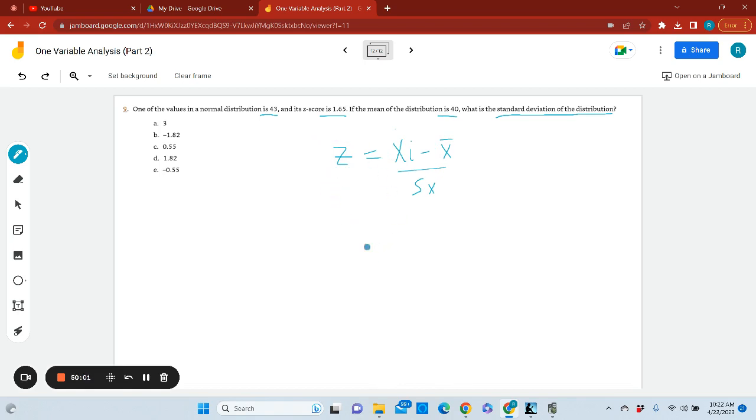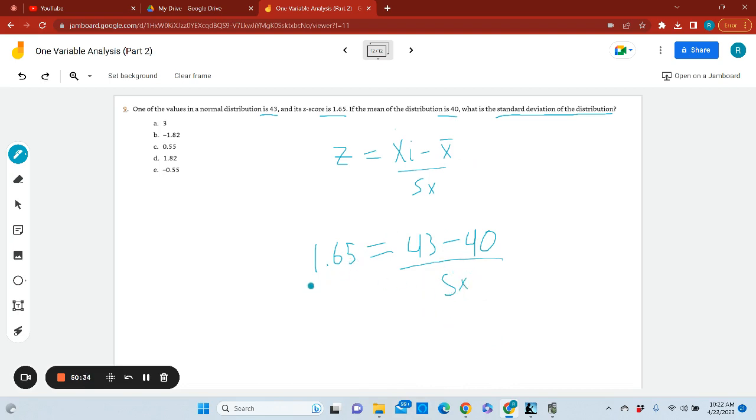Okay, so let's just plug in. They're telling me a value in the normal distribution is a 43. They're telling us the mean of that distribution was 40. And they're telling us that this score represents 1.65 standard deviations above average. So can I figure out what the standard deviation is? Of course I can, right? I just need to solve for the standard deviation variable down here, okay?